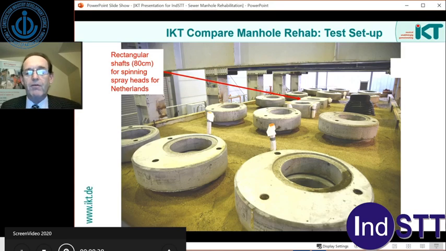So a couple of rectangular shafts were introduced as well at the request of a Dutch participant in the project, because they wanted to see how the spinning spray heads worked in terms of getting an even spread into a rectangular shape rather than a round manhole. And also, I mentioned before plastic manholes. Well, there was an interest in do these things float? If we fill this with water, because we have the ability to fill this sand-filled chamber up with water to simulate groundwater, did the plastic manhole float as a consequence?